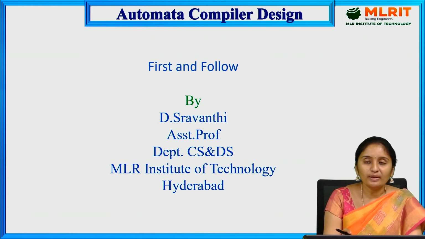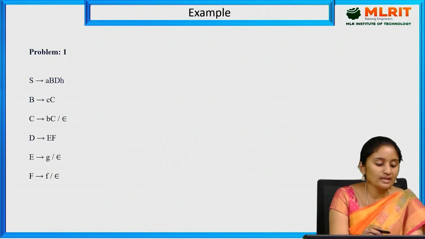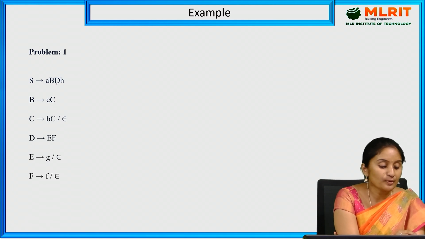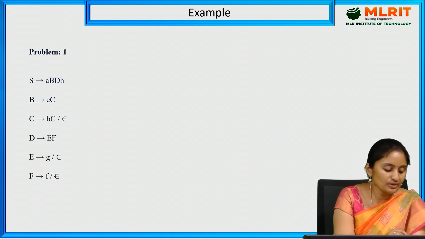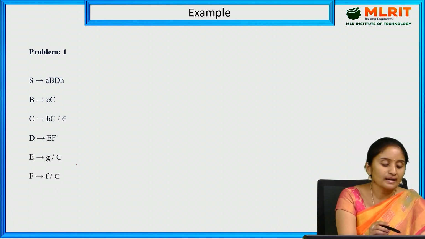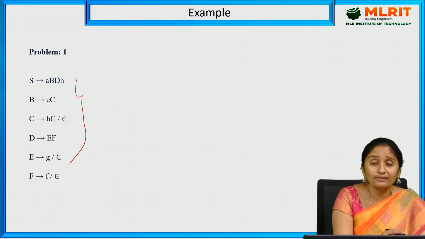Technology. Today my topic is First and Follow with examples. So the first example: S produces A B D H, B produces C, C produces B C or epsilon, D produces E F, E produces G or epsilon, F produces F or epsilon. So this is the grammar, having some productions.